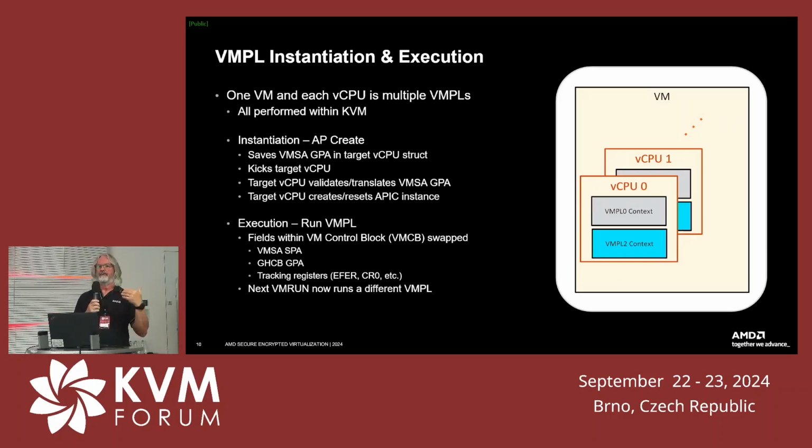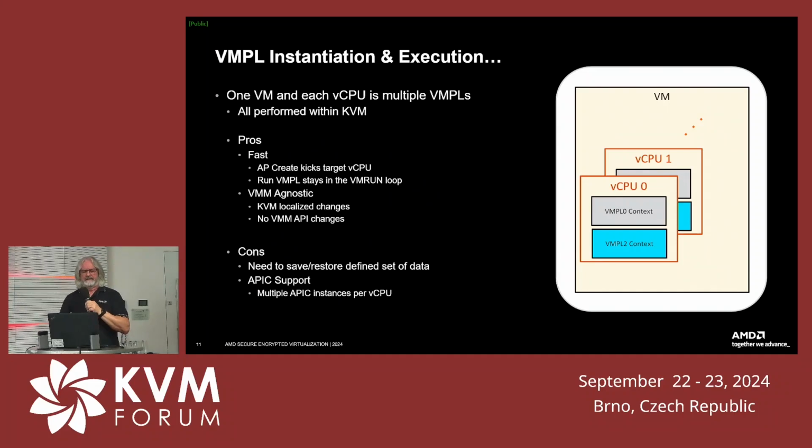Execution-wise, if you're running and you want to switch to a different vCPU VMPL level, then it's merely switching fields from the context, particularly the VMSA pointer, which is in the VMCB control block, which points to the save area that will have the VMPL level that you're interested in. There's a few other things like the GHCB, some tracking registers that KVM uses that we also would swap. And as soon as the hypervisor does a VM run, you're running in that requested VMPL level.